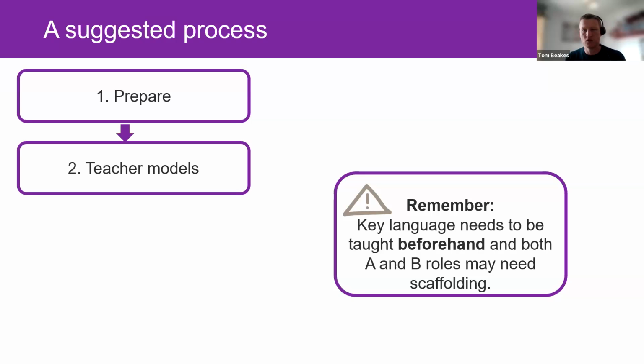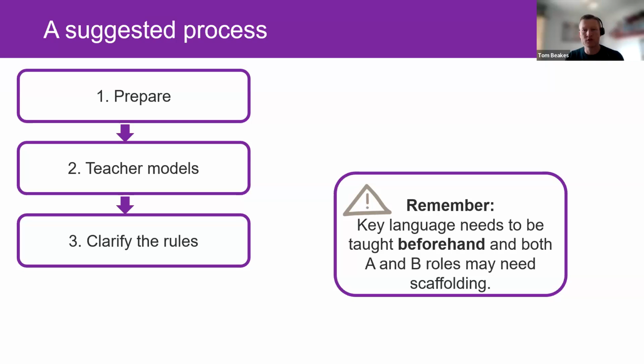The next thing to do would be to model the activity, and obviously the first time you do this, you might want to do it as a whole class activity with the teacher leading it, with the teacher playing the role of partner A and the students together being partner B until they get used to it.